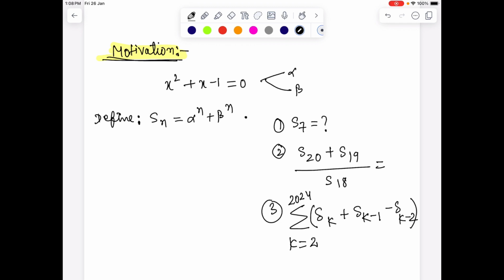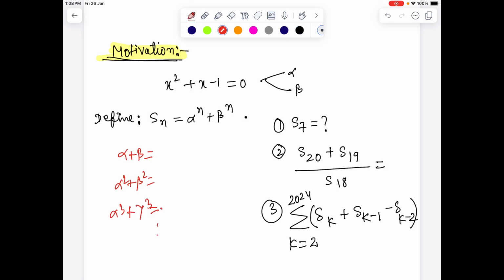We have a quadratic expression x square plus x minus 1 equals 0, giving two roots alpha and beta. Let's define Sn as alpha to the power n plus beta to the power n. Preferably I am defining it right now particularly for positive integers, but we'll soon extend it to negative integers and fractions.